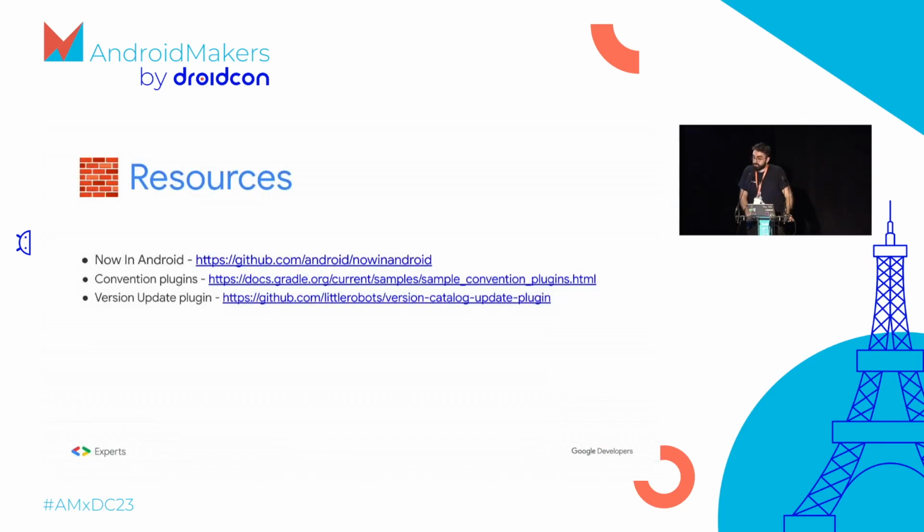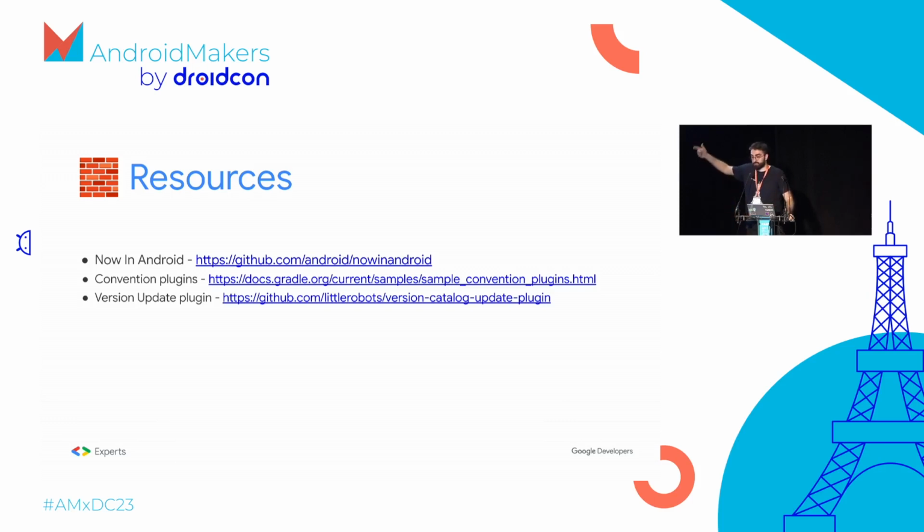So, what resources can I use to learn more about this stuff? The first one, the go-to resource, is Now in Android. This is a very, very good resource for modern Android development. There's everything, starting from the very fresh Jetpack libraries to the convention plugins and GitHub Actions, everything you need. So get the example, contribute to that repository, and try to play with it.